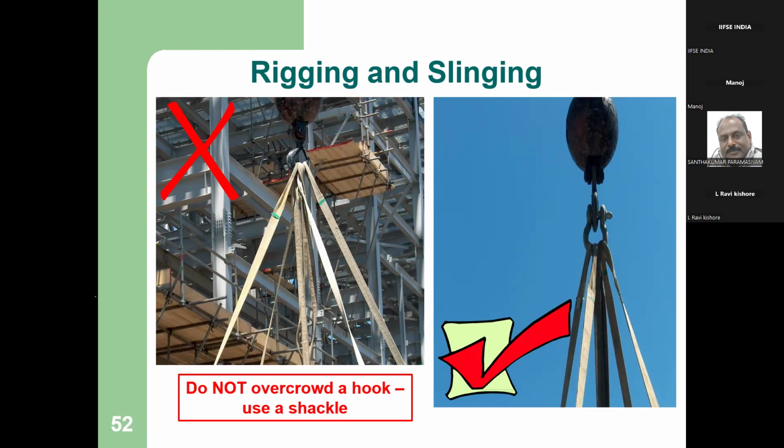Depending upon the tonnage, you should select your D shackle. The same thing over here, repeated here. Okay, sir. The hook is overloaded. Here he has used a D shackle over here. This D shackle will protect all the eyes of the slings over here.